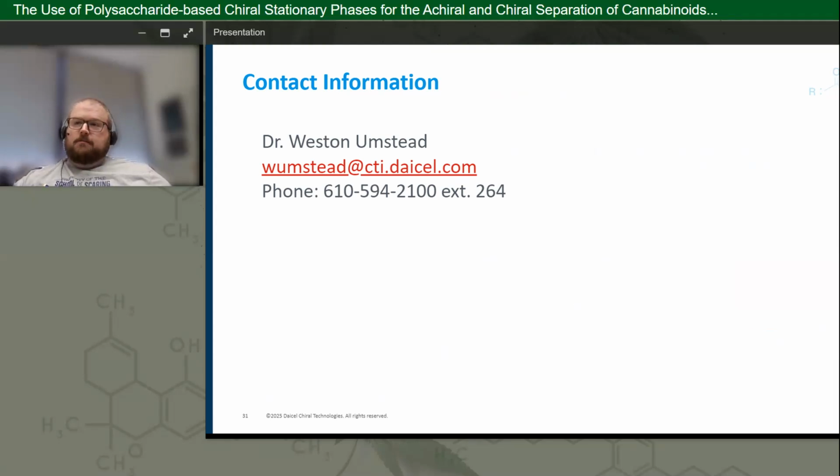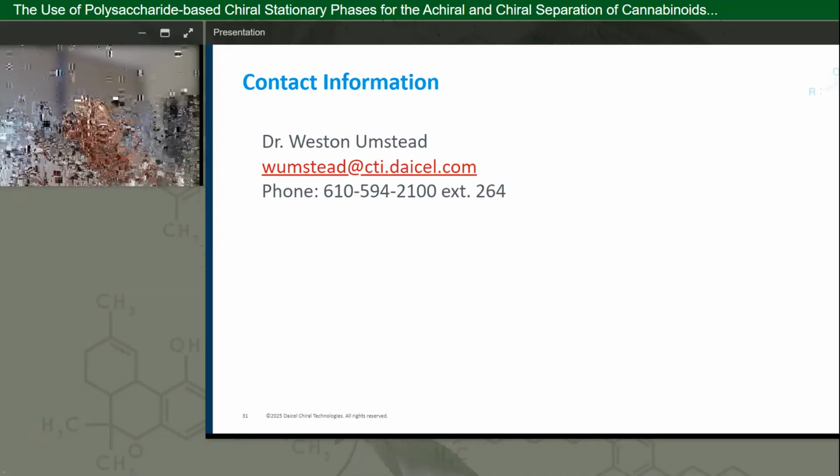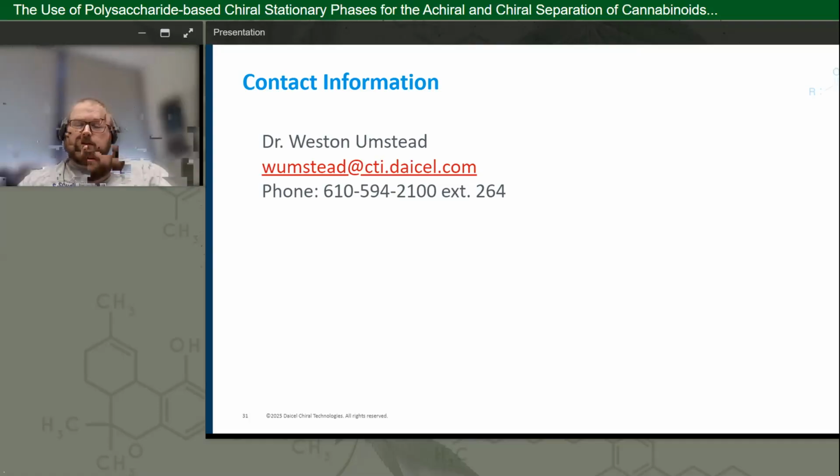we have some nice separations of those acidic cannabinoids as well. This is very much a crash course in chiral separations and chiral chromatography and why it can be important for the cannabinoids. As we're running out of time here, I will share with you my contact information. If this is interesting to you, or cannabinoid analyses, please reach out. I'd love to have a discussion with you about the work that I've shown you here and maybe how it can help your work as well.